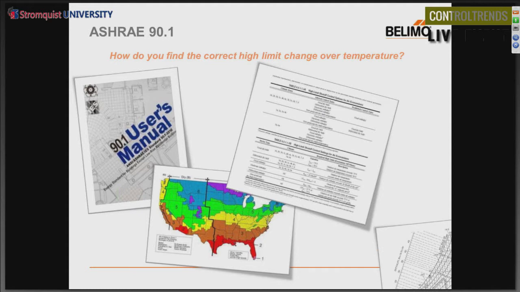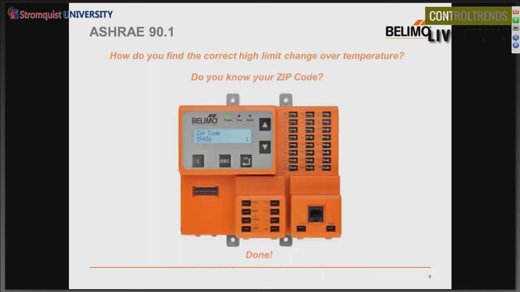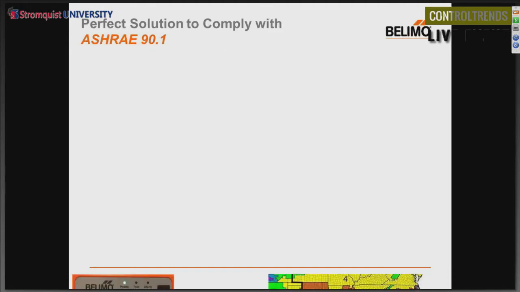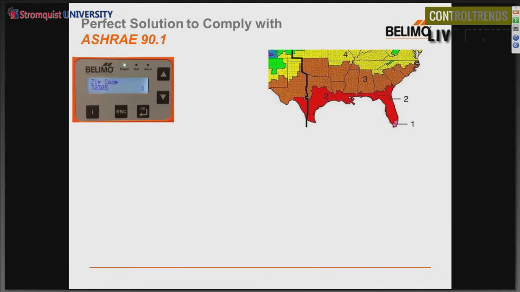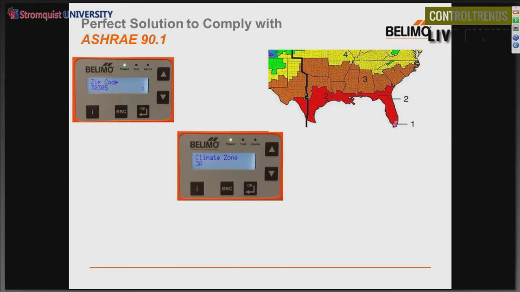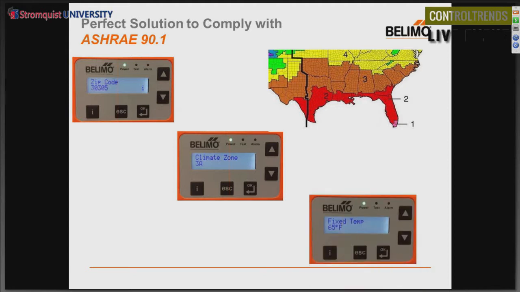But what we've done at Belimo is finding out what your high limit changeover temperature is to be compliant with ASHRAE standards is as simple as knowing your zip code. Plugging in your zip code and you're done. Now, just don't take my word for it. Let's use an example. So this is a zip code that we may be familiar with. Our Zip Economizer, once you've plugged in that zip code, it'll tell you what that climate zone is, and more importantly, what that high limit temperature is set to.